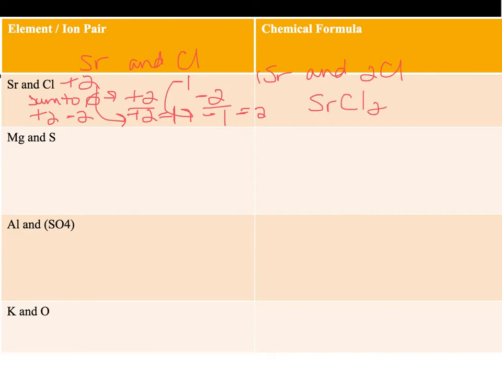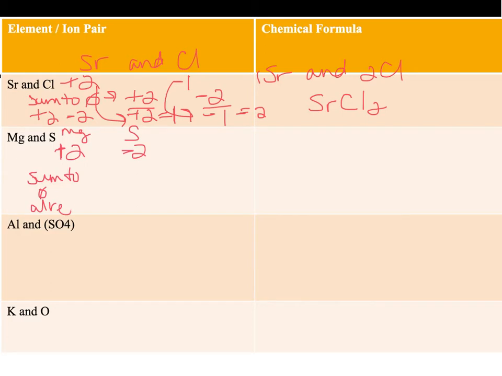Okay. Now I'm going to do the same thing for the next compound, the magnesium and the sulfur. I go to the periodic table. Magnesium makes a +2, so I'm going to rewrite these again. Sulfur makes a -2. Those sum to 0 already.